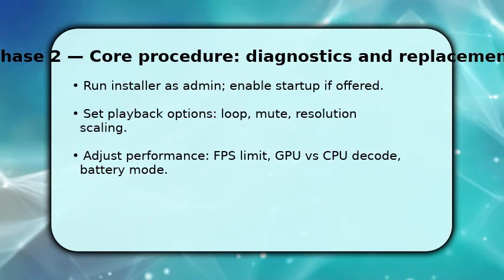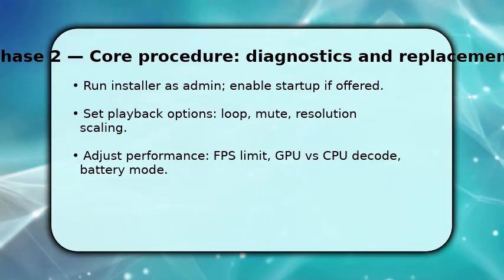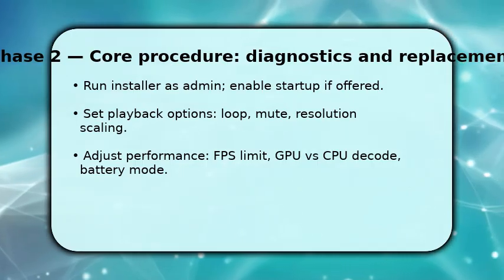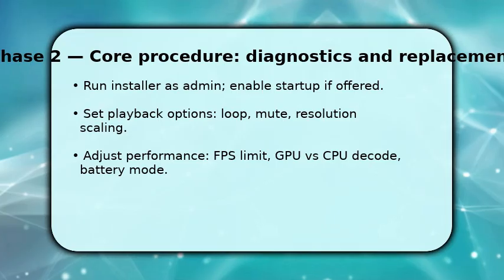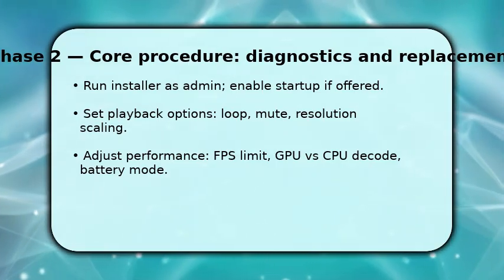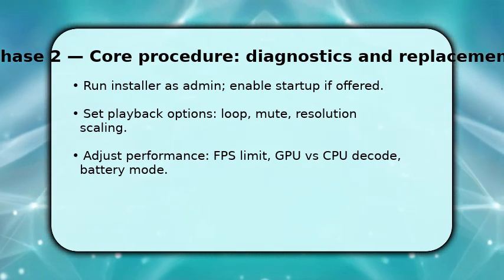Lower scale reduces CPU usage but keeps clarity. Make sure to select GPU decode when available for smoother video. Also set an FPS limit or battery mode to prevent overheating. Once configured, apply and preview on multiple displays if you use more than one.